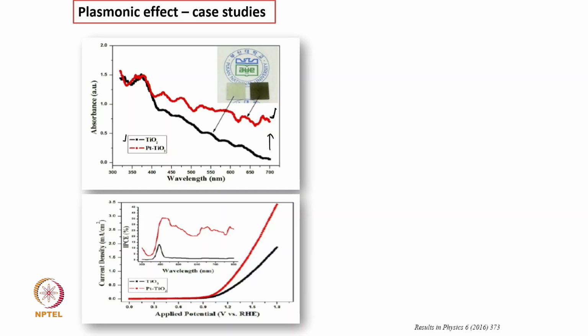And then if we try to see how it is going to impact the PEC process, again when you plot current density versus applied potential, the black one is only with TiO2, and the red one is TiO2 with platinum, and there is a huge enhancement in the current density when we have TiO2 with platinum.